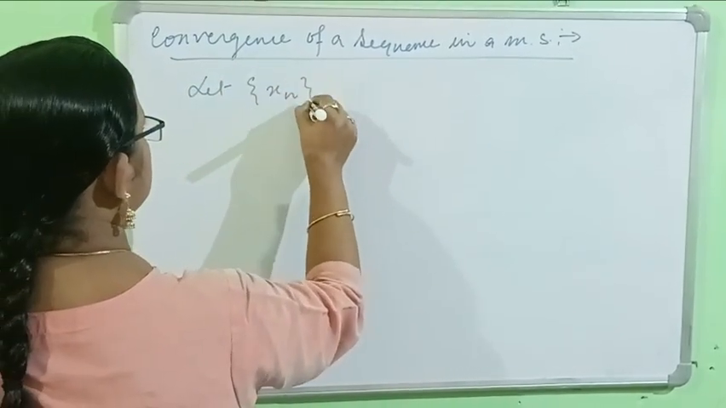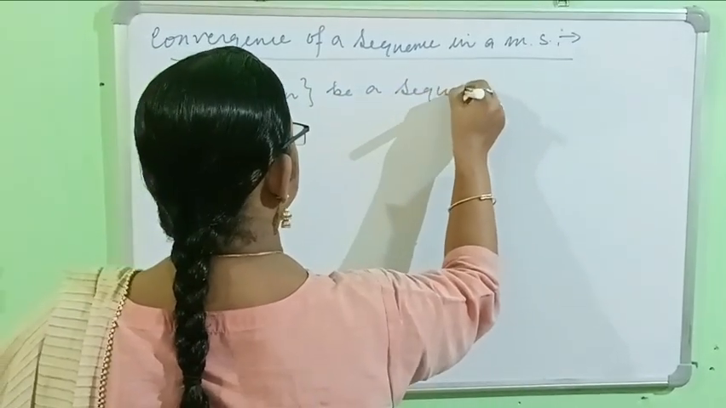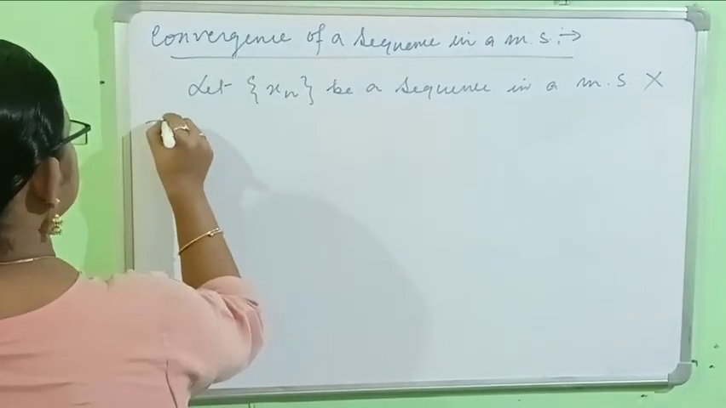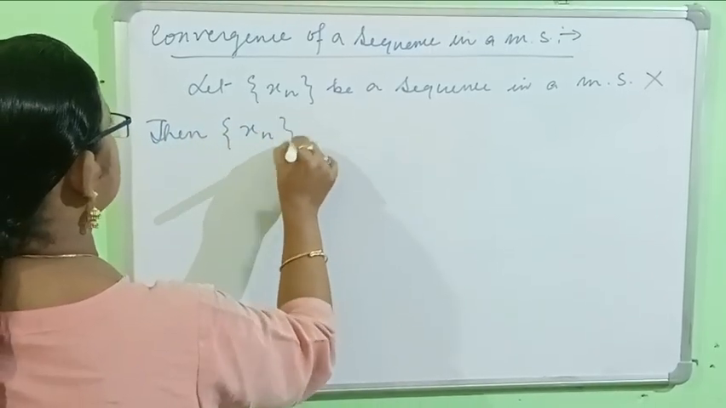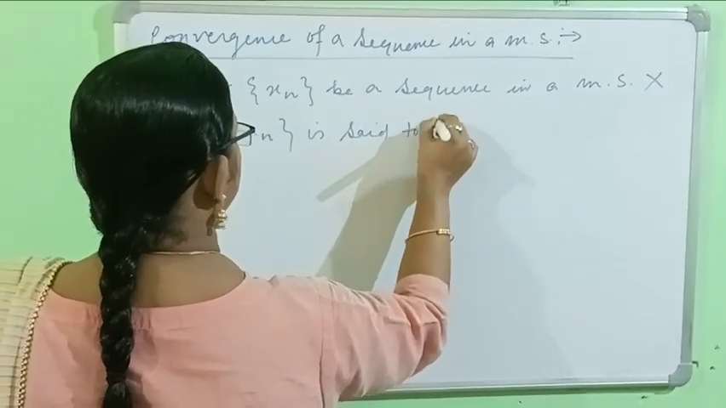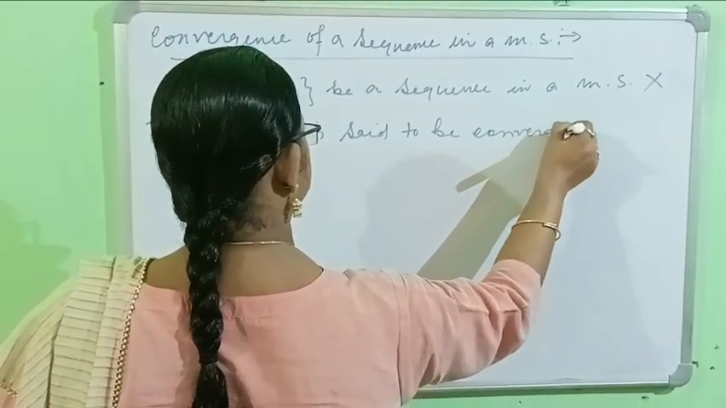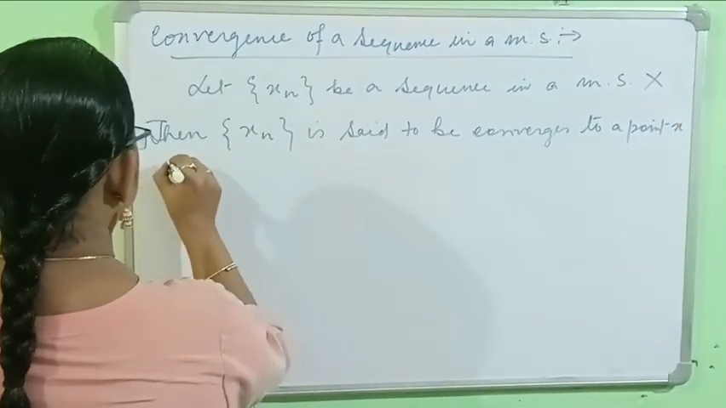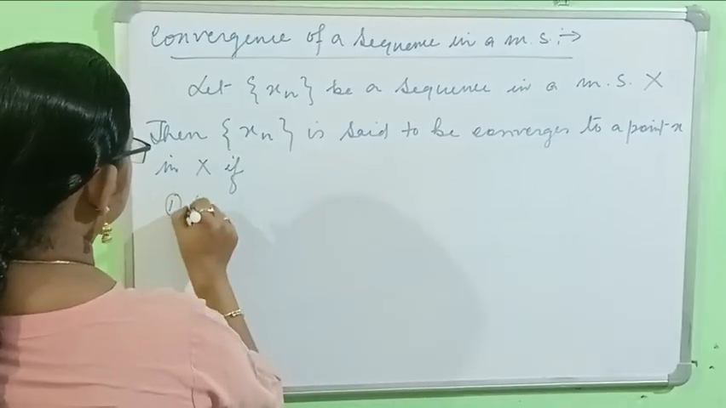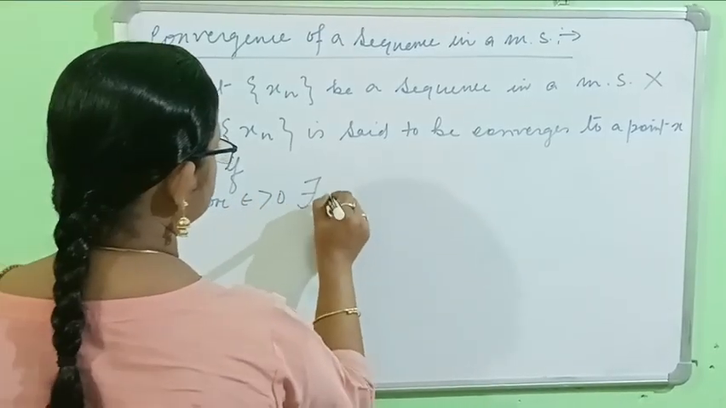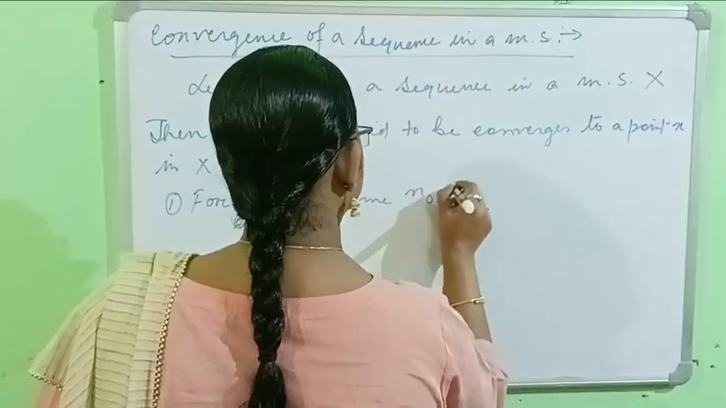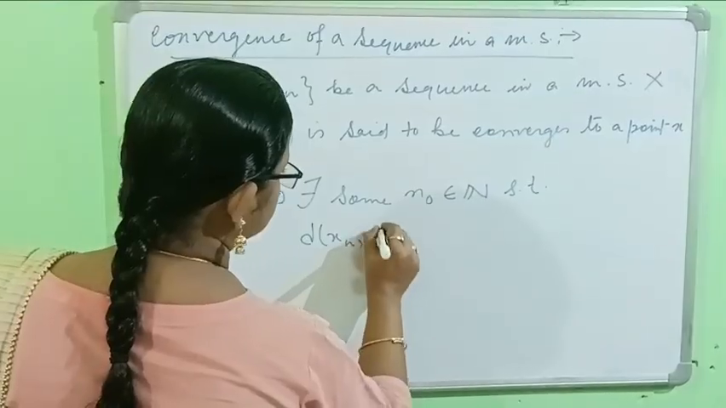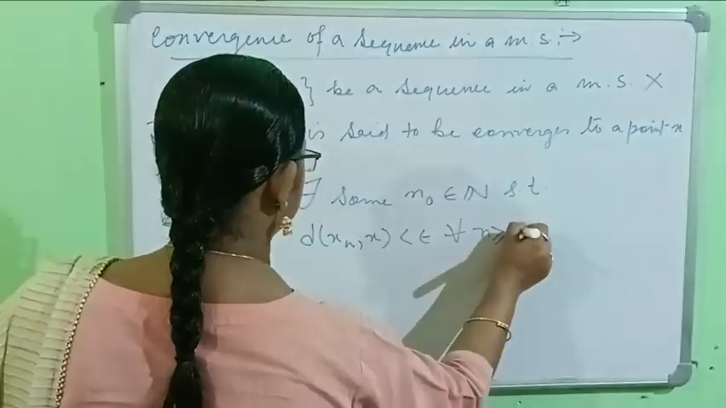Let Xn be a sequence in a metric space X. Then Xn is said to converge to a point x in X if, one, for epsilon greater than 0 there exists some natural number n naught such that the distance between xn and x is less than epsilon for all n greater than or equal to n naught.